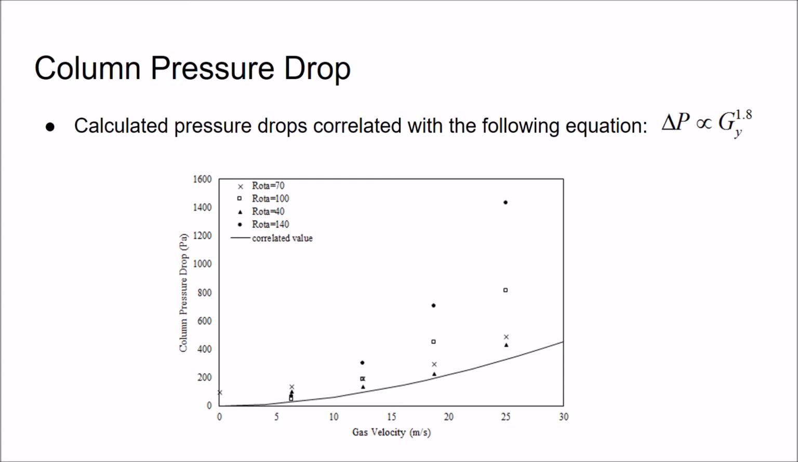This departure from the correlation is in part due to column flooding. At a consistent liquid flow rate, a continued increase in gas velocity will lead to flooding conditions. In this figure, flooding conditions are shown by the sharp increases in pressure drop at high gas velocities. Similarly, for a constant gas velocity, flooding conditions occur when the liquid flow is increased.